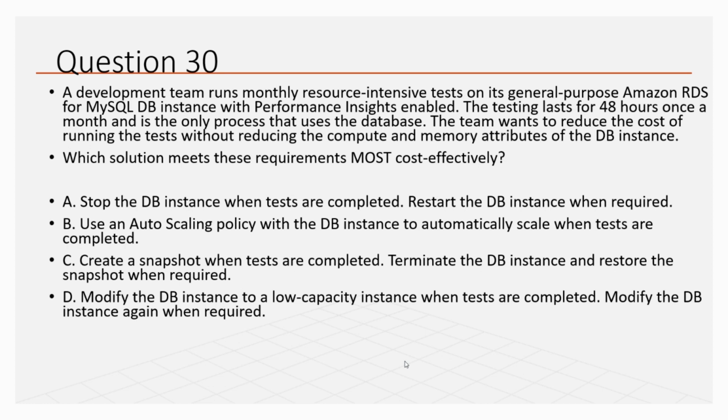Option A is stop the DB instance when tests are completed, restart the DB instance when required. Option B is use an Auto Scaling policy with the DB instance to automatically scale when tests are completed. Option C, create a snapshot when tests are completed, terminate the DB instance, and restore the snapshot when required. Option D, modify the DB instance to a low capacity instance when tests are completed. Modify the DB instance again when required.